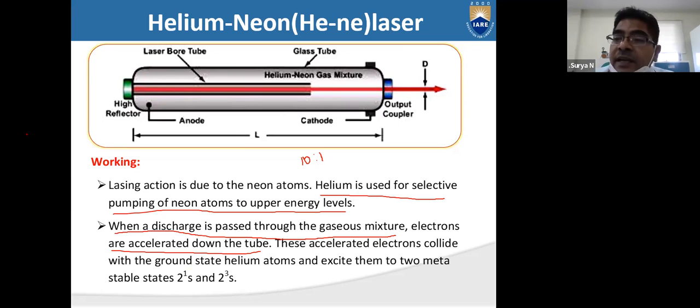Whereas in a solid state laser like the ruby laser, we have only one metastable state, because the energy transition takes place between the metastable state and the ground state. But in a gaseous laser like helium neon, where we took the combination of helium and neon as 10:1, we observe 4-level transitions, because there are two metastable states. When a discharge is passed through the gaseous mixture, electrons are accelerated down the tube, collide with the ground state helium atoms and excite them to two metastable states, 2,1s and 2,3s.